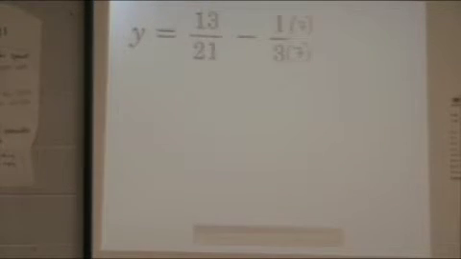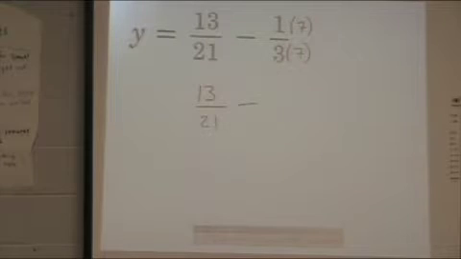Now, we didn't change this over here, so I'm just going to rewrite it as 13 over 21 because we hadn't changed it. Minus, but now we're changing this over here. What is 1 times 7? 7 over 3 times 7? 21. So we completed our objective, which was to get like denominators.